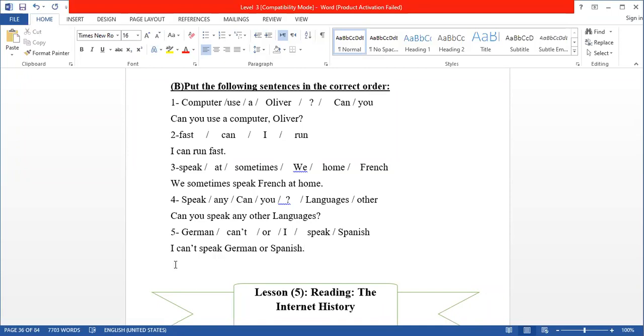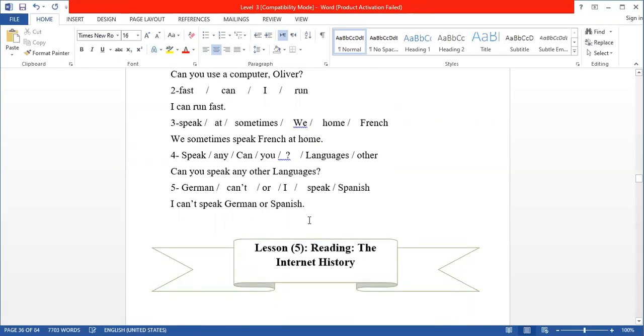So: Can you use a computer, Oliver? I can run fast. We sometimes speak French at home. Can you speak any other languages? I can't speak German or Spanish.